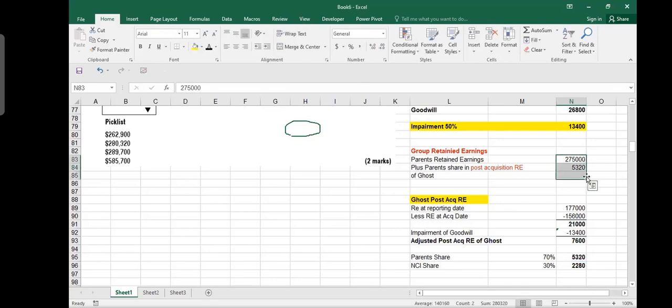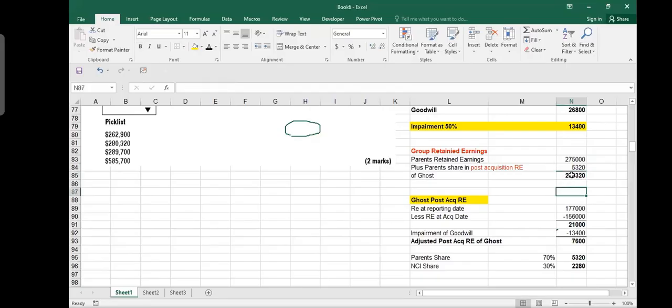If we did it correctly, we come to the number 28,320. That should be the answer. Any questions until here? So this is actually 283.20. This is your answer. You call it the parent's retained earnings, the group retained earnings. So this is what they had asked us.